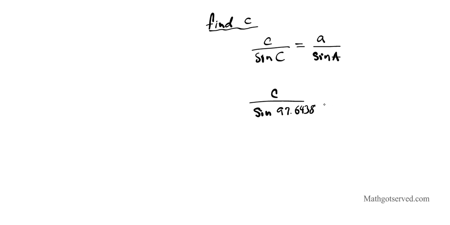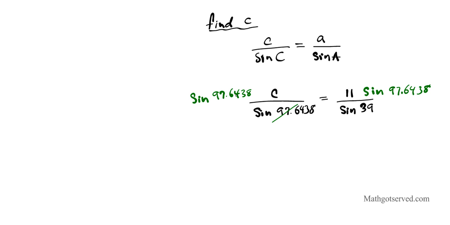We just found big C as being 97.6438, equals little a, which is 11, over sine big A, 39. So to get little c by itself, we need to eliminate this denominator, so multiply both sides by sine 97.6438. And then this is 11 sine 97.6438. This divides out. So your final answer, little c, is going to be an approximate value.